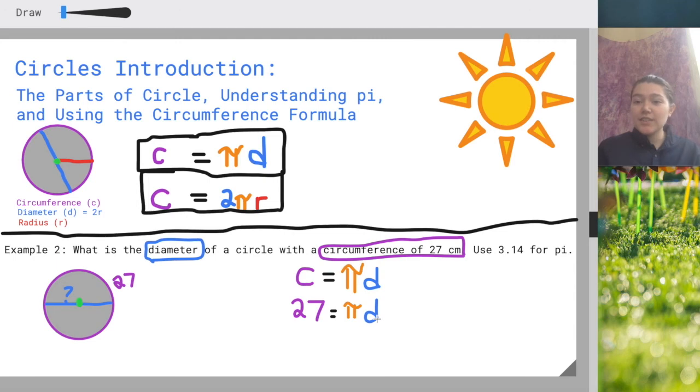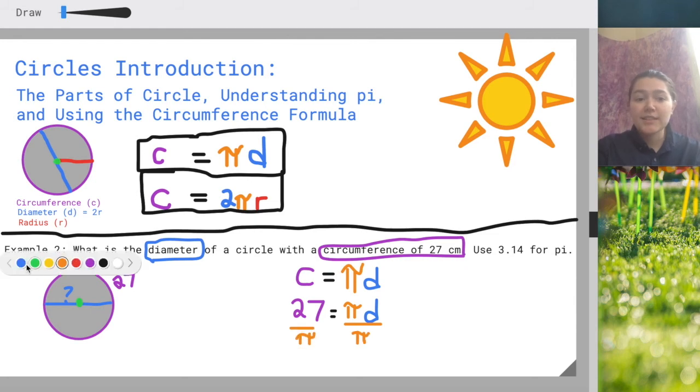So you have to ask yourself, what's currently happening to d? Just like solving an equation with multiplying or dividing. What is currently happening to d? Well, d is getting multiplied by pi, right? d is right next to pi, that means multiplication. This is pi times d. So how do I undo multiplication? Division, right? So I'm going to undo multiplying by pi by dividing by pi. So I can find d by dividing both sides by pi.